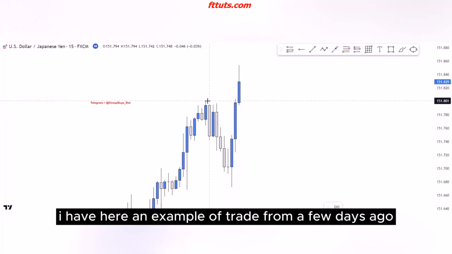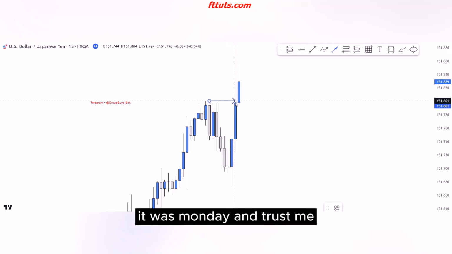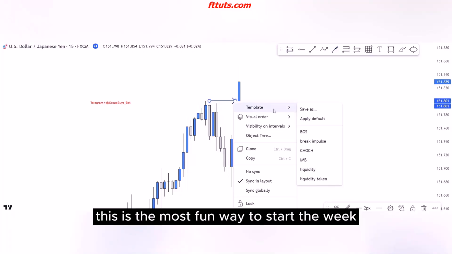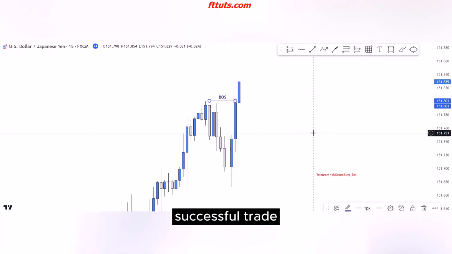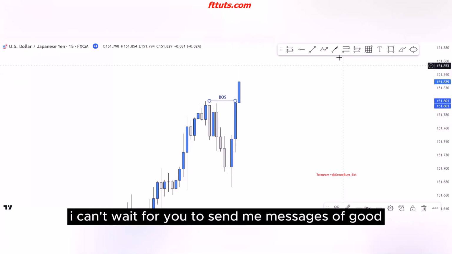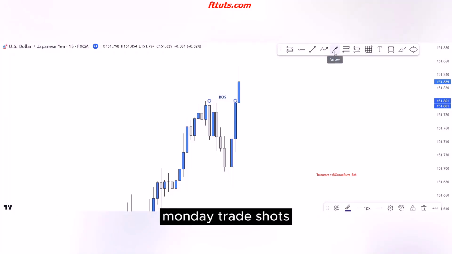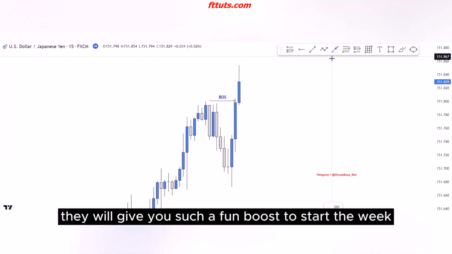I have here an example of a trade from a few days ago. It was Monday, and trust me, this is the most fun way to start the week, with such a fun, successful trade. I can't wait for you to send me messages of good Monday trade shots. They will give you such a fun boost to start the week.